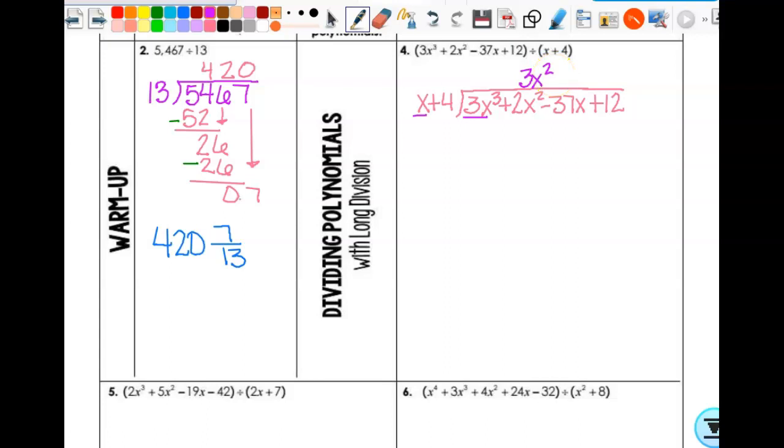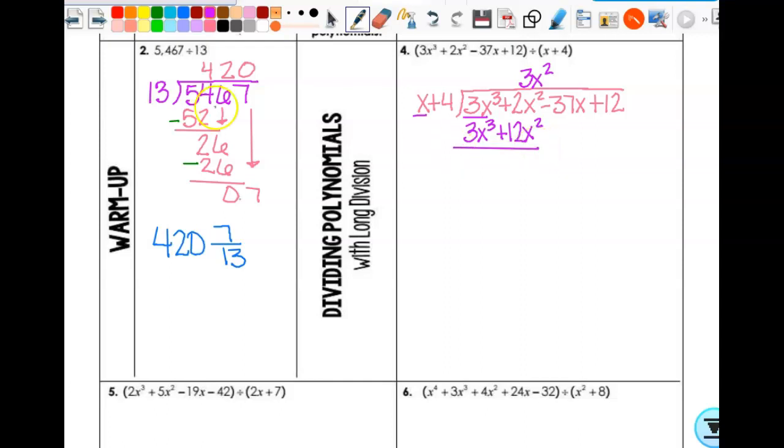Then just like after we got the 4 up here and we multiplied it by 13 to get 52, I'm going to take this 3x squared and multiply it back. I do 3x squared times x is 3x cubed. 3x squared times 4 is 12x squared. And I make sure that my variables are lined up where they need to be.